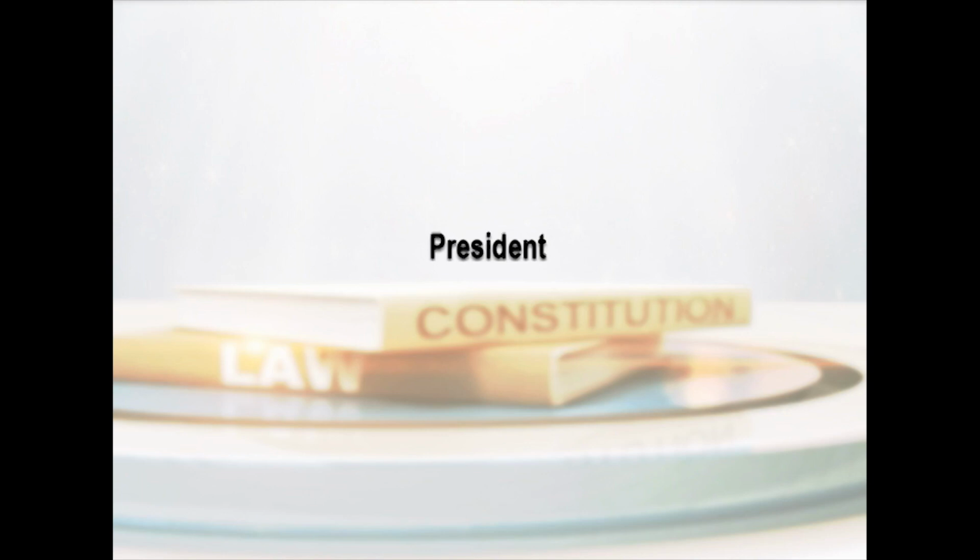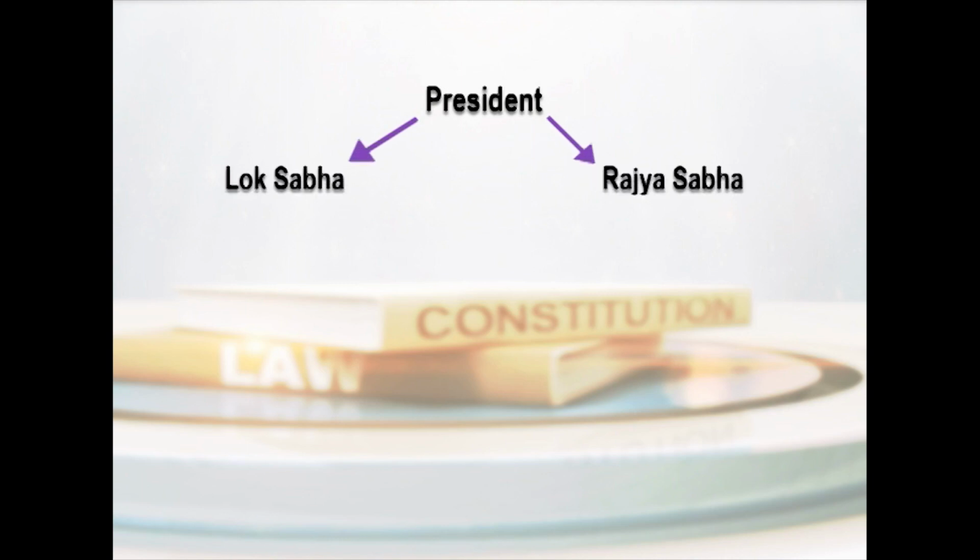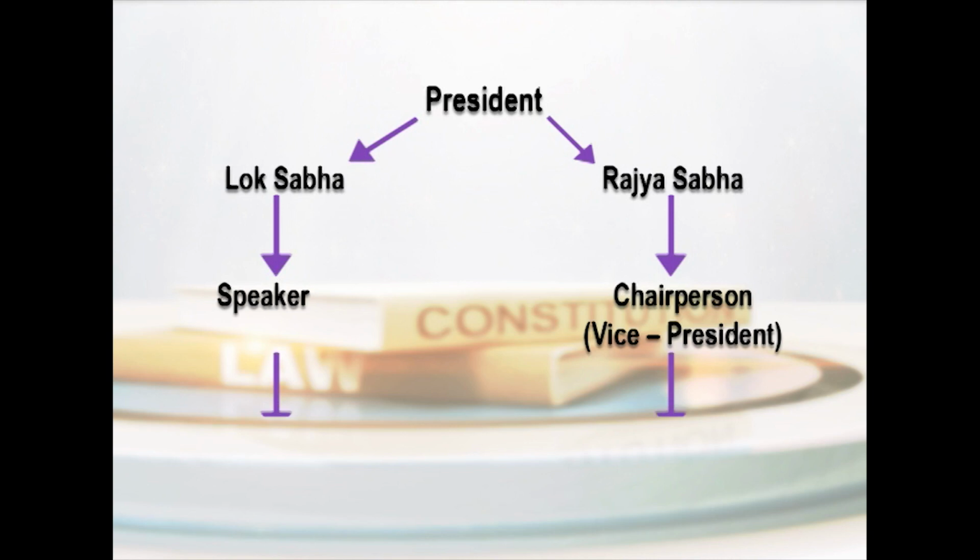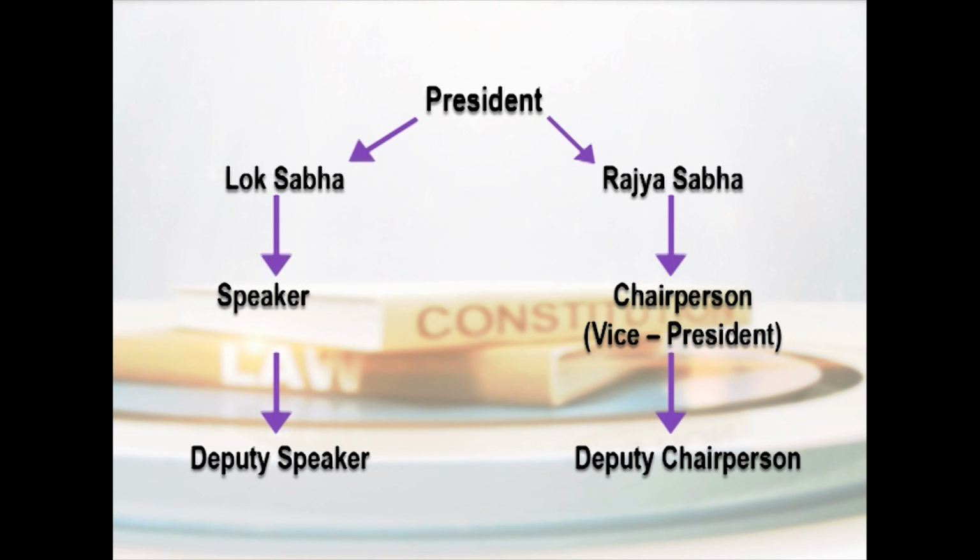The President happens to occupy the highest position in the Parliament. Just below the President are the two houses, the Lok Sabha, which is indicated on the left-hand side of the diagram, and the Rajya Sabha, cited on the right-hand side. The Lok Sabha is presided over by the Speaker of the House, and in his absence, it is the Deputy Speaker who takes over his functions.